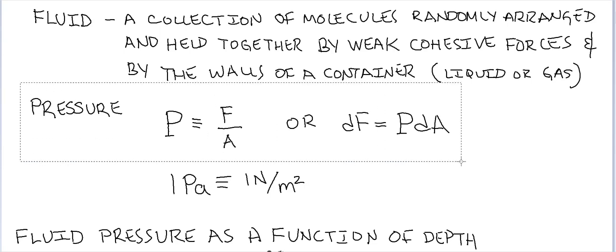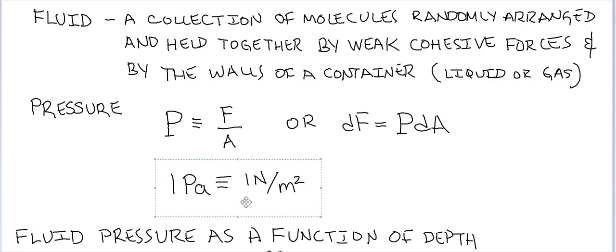I'm going to return us to our definition from earlier in the semester of what we meant by pressure. And pressure, I'm just going to define to be the force per area. We could say that the incremental bit of force is equal to the pressure times the incremental bit of area. The unit of pressure that we will use in our SI MKS system is the Pascal, and it is just defined to be 1 Newton per square meter.